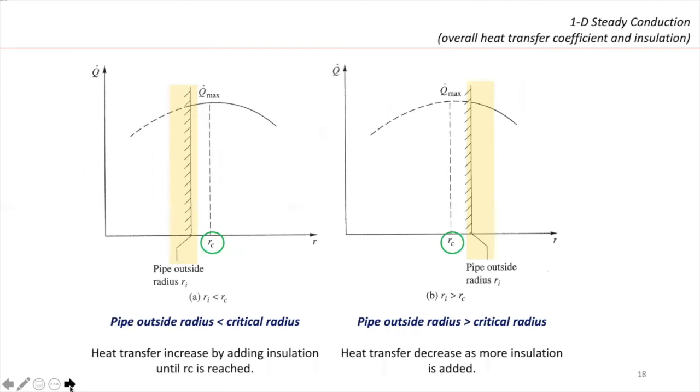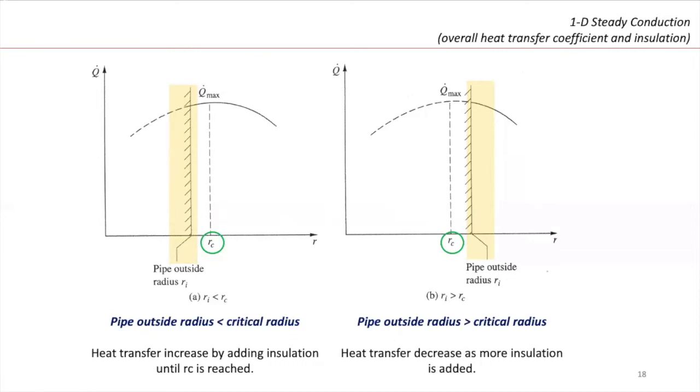And we can have two different cases. We can have the case where the pipe outside radius is smaller than our calculated critical radius. In that case, the heat transfer would increase by adding insulation until the critical value is reached. Or we can have the case where the pipe outside radius is bigger than the critical radius. In that case, heat transfer is going to decrease as more insulation is added.